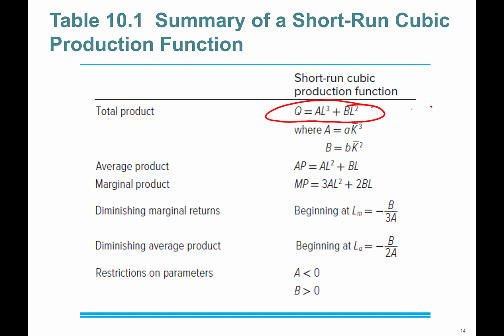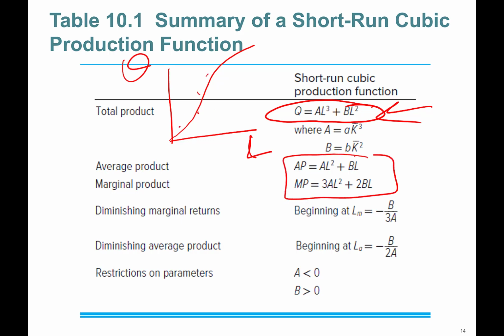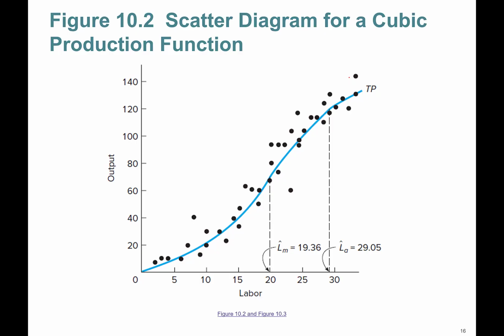Total product for the short run cubic production function looks like this, and because of this shape, you'll see total product have this S shape as labor increases. We're going to see that very soon. Average product and marginal product, we learned how to calculate these in part 2, and diminishing marginal returns and diminishing average product set in at these points of labor. And we also have these parameter estimate restrictions. I want A to be a negative number, B to be a positive number. So in this part we are actually going to study that.